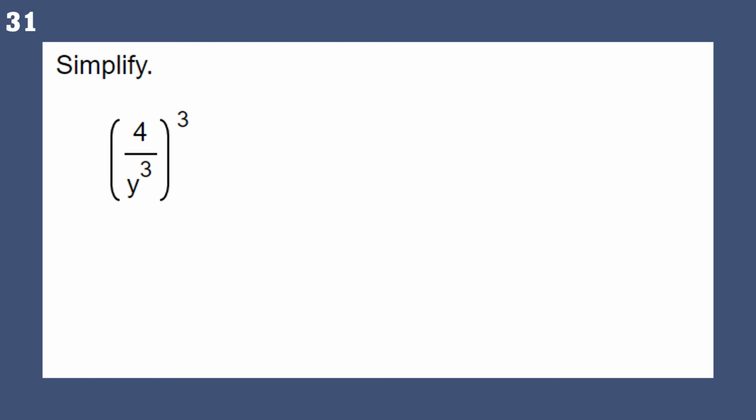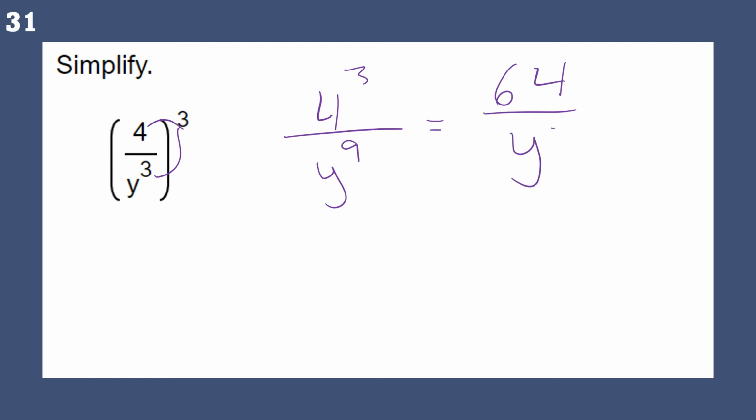We have an exponent outside, and even though there's a fraction, I want you to recognize that we can go ahead and bring that exponent in, but we need to bring it in to both the top and bottom. So when we do that, we get 4 to the third on the top, and on the bottom we get y to the 3 times 3, or 9. One last thing we can do to simplify this a little bit is that 4 times 4 times 4 is 64, so we're going to leave it as 64 over y to the ninth.